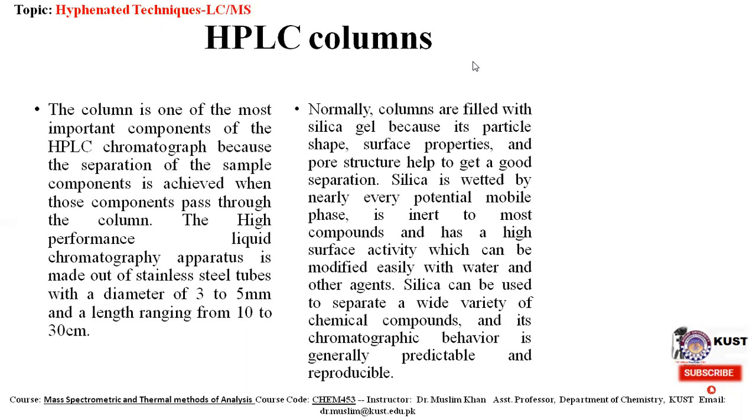Normally, columns are filled with silica gel because its particle shape, surface properties, and pore structure help to get a good separation. Silica is wetted by nearly every potential mobile phase and is itself inert to most compounds, and has a high surface activity which can be modified easily with water and other agents. Silica can be used to separate a wide variety of chemical compounds, and its chromatographic behavior is generally very predictable and reproducible.